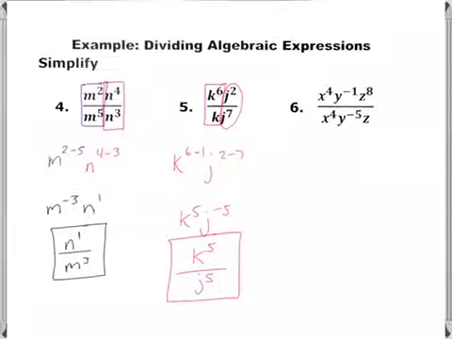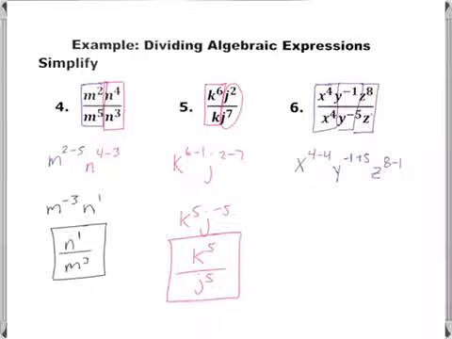And then question 6, we've got 3 variables this time. We've got x to the 4th, y to the negative 1st, and z to the 8th over x to the 4th, y to the negative 5th, z to the 1st. So we'll start with the x's. So we've got x, 4 minus 4. Then we'll go to the y's. We've got y, negative 1 minus a negative 5, so you add the opposite. And then z's, 8 minus 1, so z is 8 minus 1.